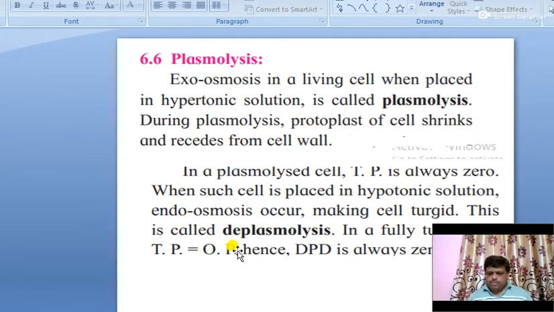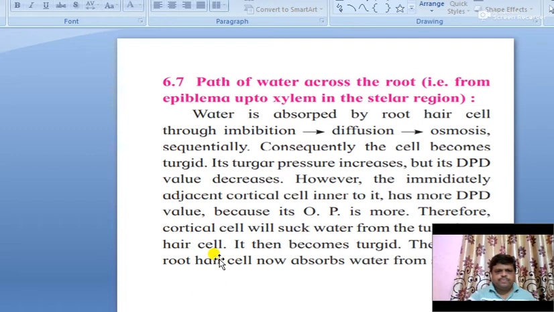Let us see one more thing with the help of another slide. The path of water across the root, that is from the epiblema up to the xylem in the stellar region. Water is absorbed by the root hair cell through imbibition, diffusion and osmosis. Subsequently, the cell becomes turgid. Its turgor pressure increases, but its DPD value decreases.